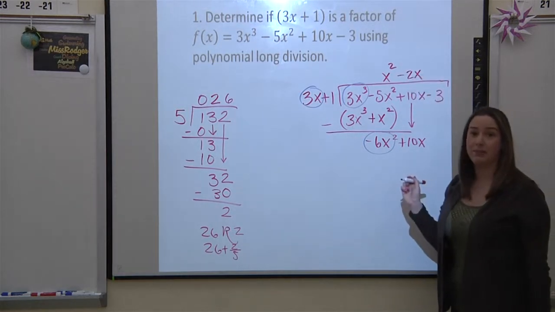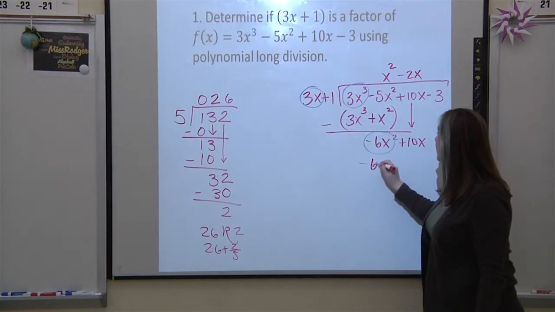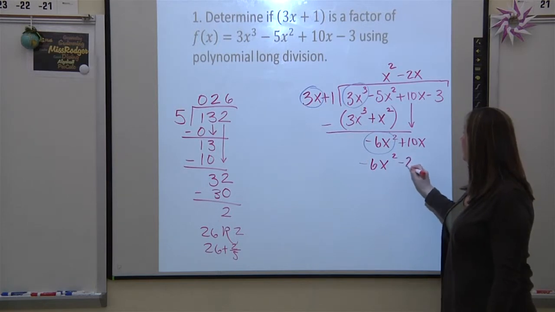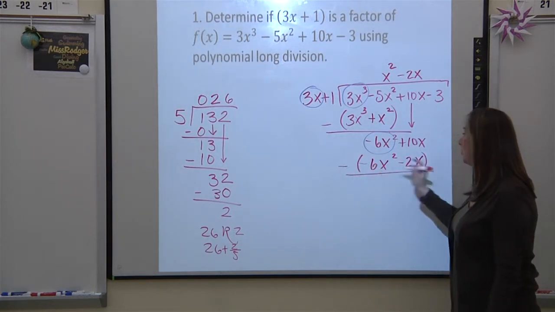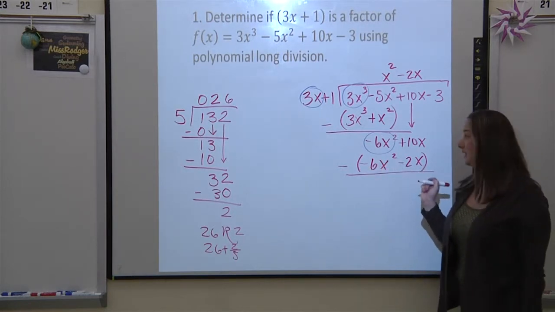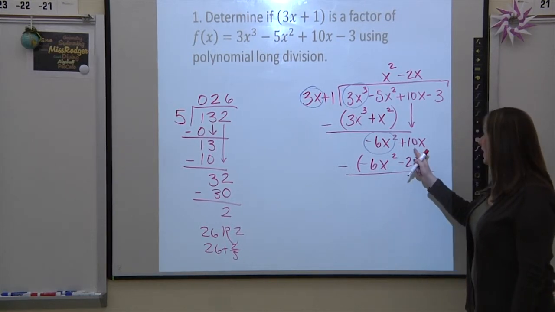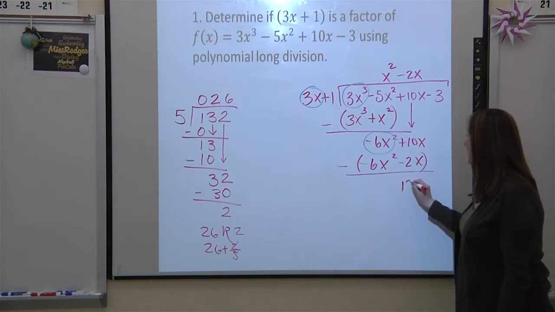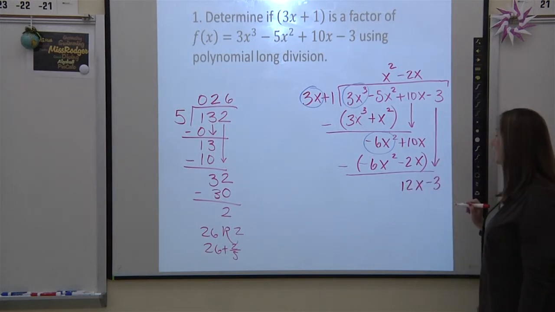And I multiply it back. Negative 2x times 3x is negative 6x squared. Negative 2x times 1 is negative 2x. And again, I'm going to subtract. Be very careful with your negatives, and it's useful to put this into parentheses if necessary. This is going to give me a value of 0. 10x minus negative 2x is going to give me a 12x. I'm going to bring down my minus 3.